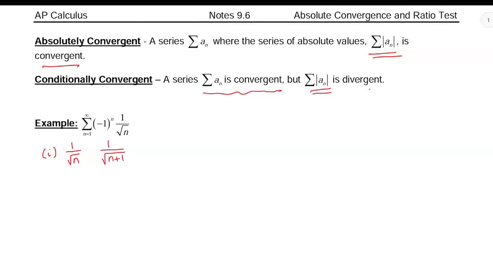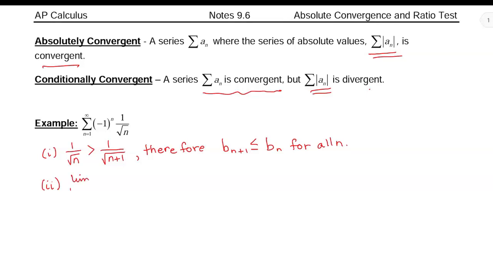Now the denominator of our nth term is smaller than the next term. So that means our fraction is bigger, and that indicates that the series is decreasing. Check the second condition of the alternating series test. This is the one where we're checking to see if the terms decrease towards 0.